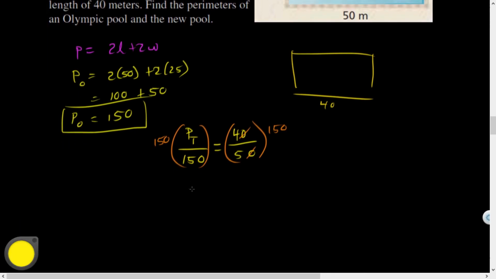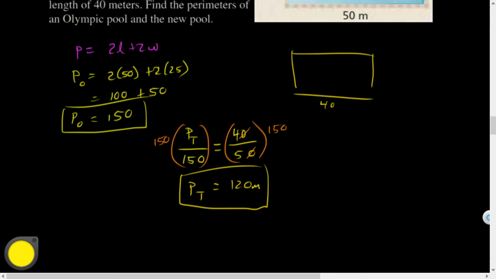So the perimeter of the town pool is going to be 150 divided by 5. Let's see, divided by 10 would have been 15. Divided by 5 is twice as much, so that's 30. 30 times 4 is 120. And that's measured in meters. Nice.